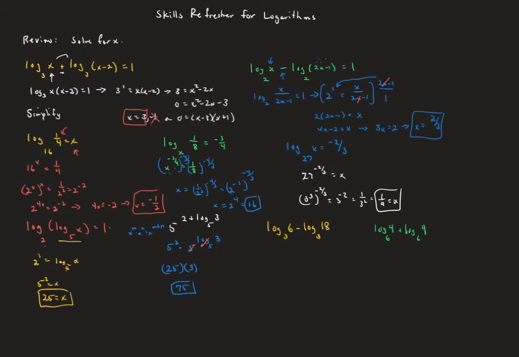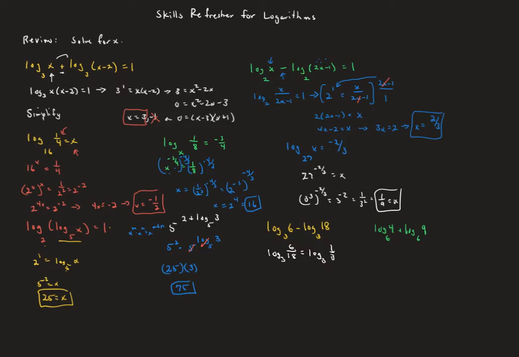So on the next one, we have two logarithms, same base, being subtracted. So that means we can get the log of their quotient, 6 divided by 13. But 6 over 13 reduces to 1/3.